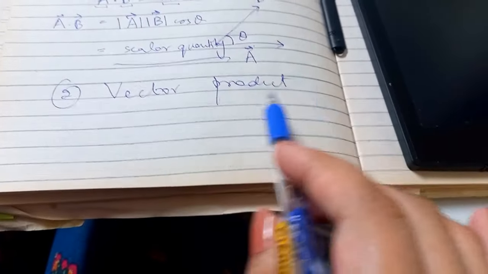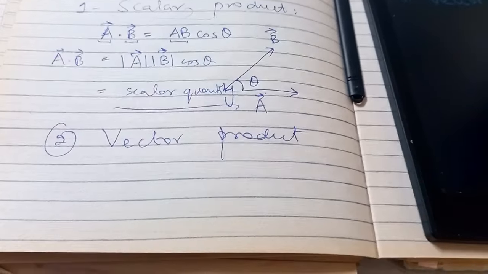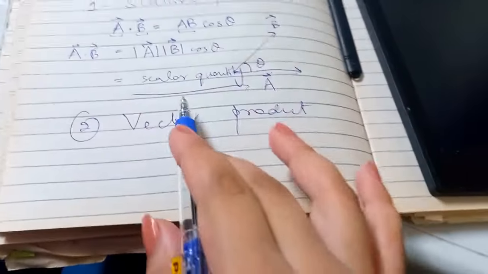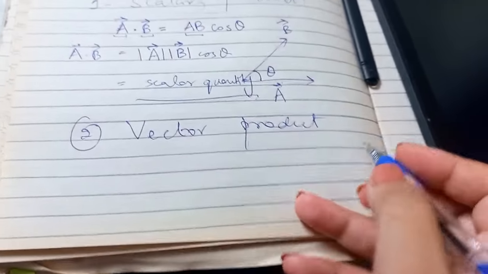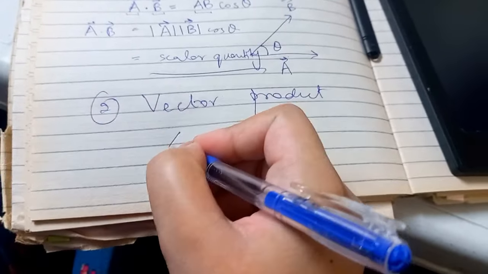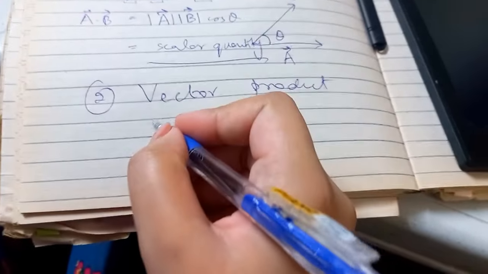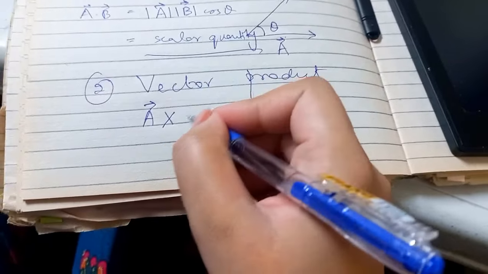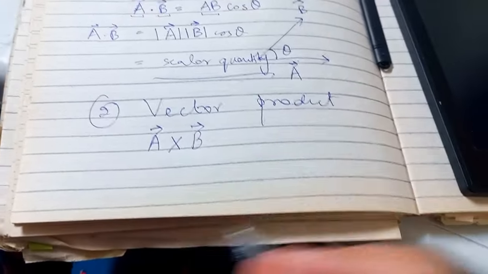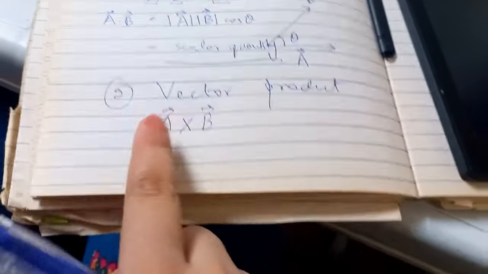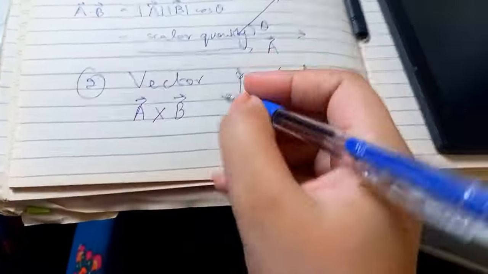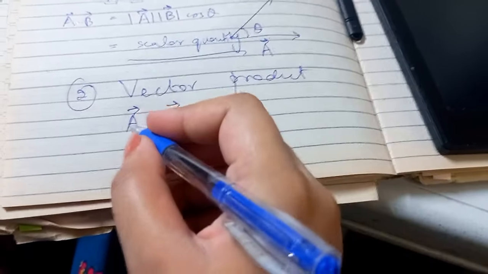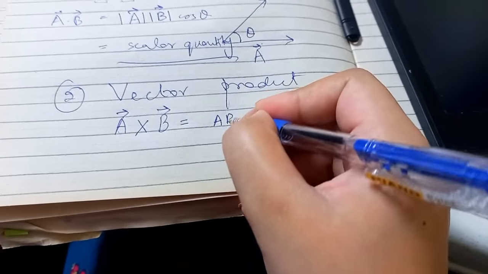Now the vector product is the multiplication of two vectors that results in a vector quantity, so we call it a vector product. It is denoted by a cross sign between the two vectors being multiplied. So we have vector A cross B. This is the notation for the vector product of A and B vectors, and it is equal, by rule, to A, the magnitude of vector A, multiplied by B.